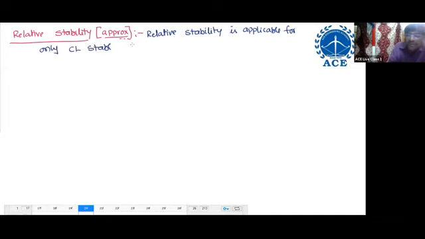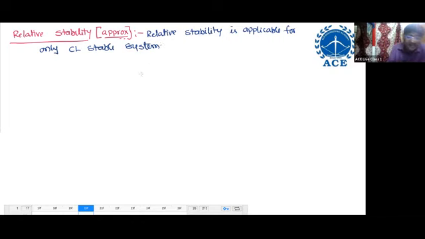What is relative stability? First of all, this relative stability concept is valid only for closed loop stable systems. It doesn't apply for unstable systems. We don't apply this relative stability concept for an unstable system.